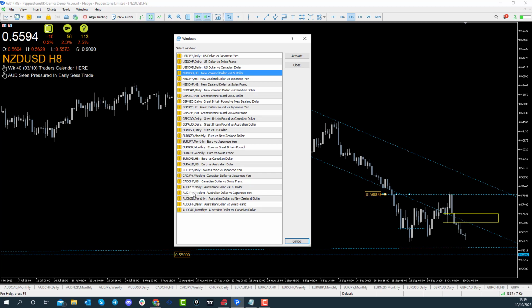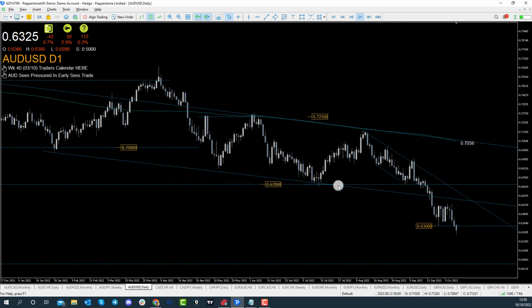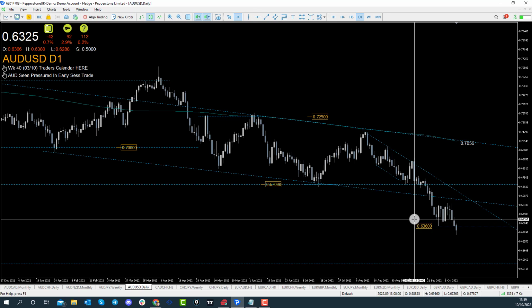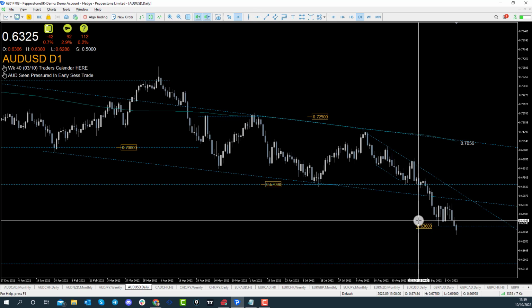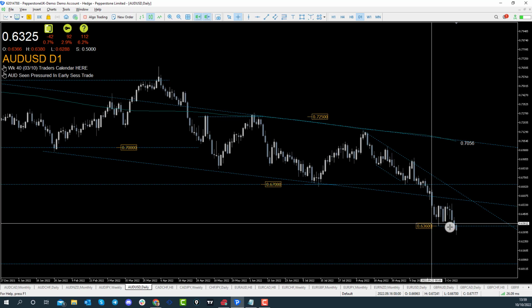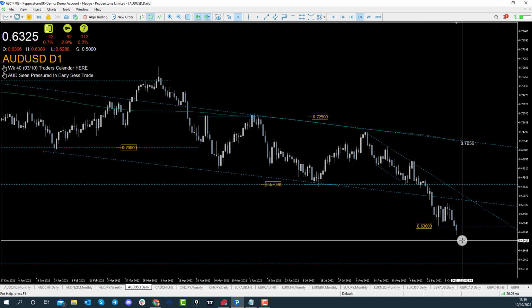So bringing up Aussie US dollar, what has price recently done? Well, price has recently broken into fresh lows below the 0.6360 handle. If I just bring in another level of interest, I'll highlight it with the crosshair tool. You can see that the 0.64 handle as well, a nice psychological whole number acting as support, was broken through as well, and price has continued to press lower.